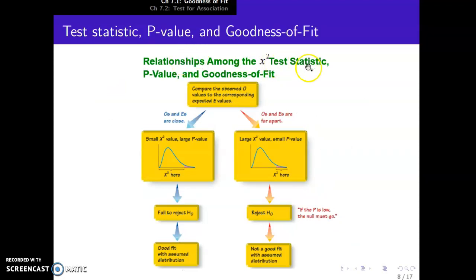And here I've just put a flow chart, kind of similar to all the p-values and test statistics we've been doing all semester. I should say the second half of the semester. We're going to compare the observed counts to the expected counts. If the observed and expected are close to each other, we're going to get a small chi-squared value and a large p-value. We will not reject, and we have a good fit with the assumed distribution. If we get a large chi-squared value and a small p-value, we reject the null. If the p-value is low, the null must go, and then we do not have a good fit with the assumed distribution.